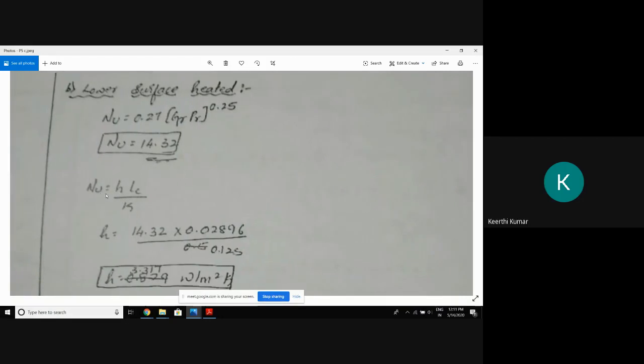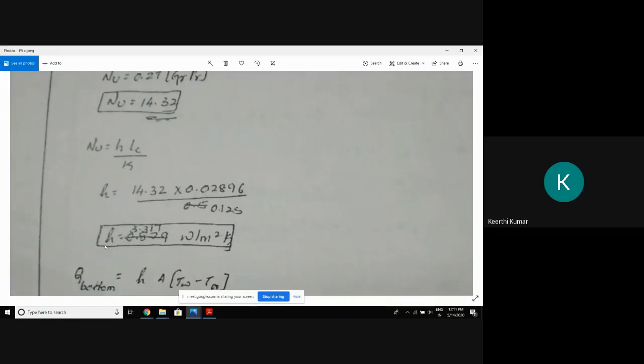Again, the Nusselt number we know is H LC by K. Again, LC is not supposed to be 0.5. If it is a vertical plate, it is supposed to be 0.5. If it is horizontal, it is supposed to be 0.125. Earlier I made a mistake with 0.5. It is supposed to be 0.125. Calculate the value of H. The H value we got.